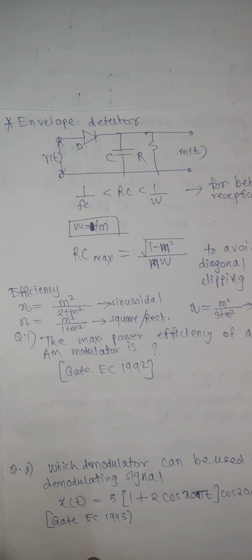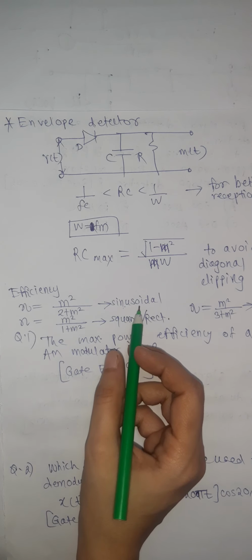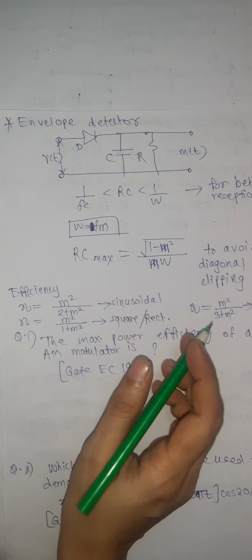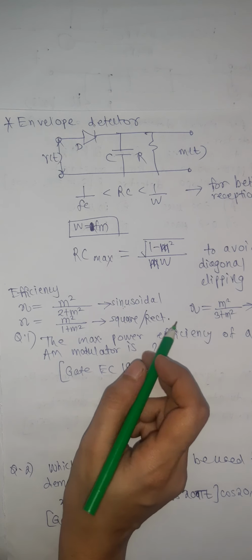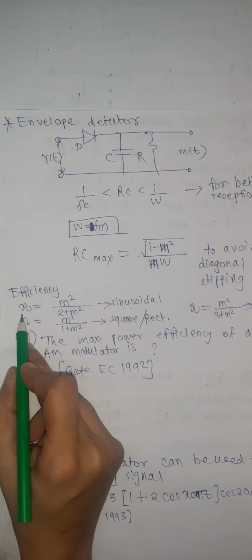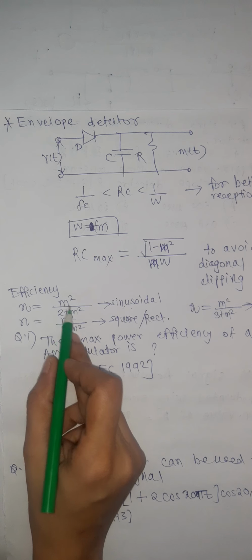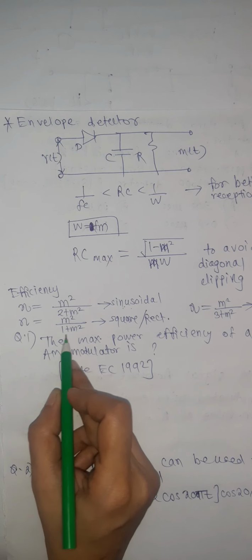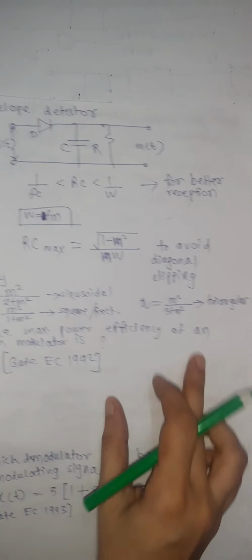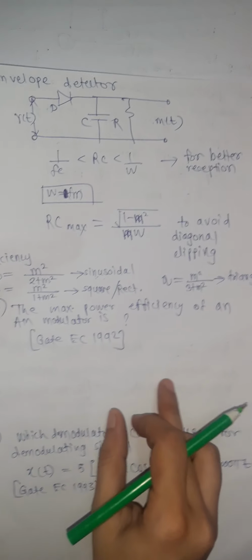Now efficiency of AM modulation can be easily found out by using three formulas. 99 times out of 100 it happens that the signal is sinusoidal. When it is not mentioned, then we will take it as sinusoidal. For sinusoidal, eta, that is efficiency, is equal to m² divided by (2 + m²), where m is modulation index. For square or rectangular signal, eta is equal to m² divided by (1 + m²), and for triangular signal, eta is equal to m² divided by (3 + m²).